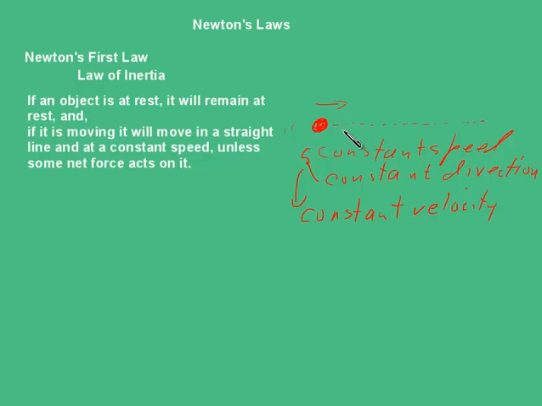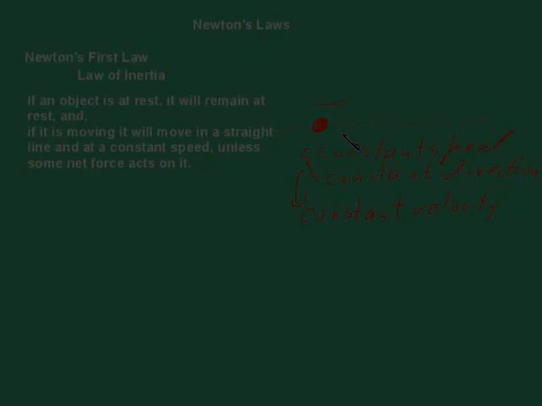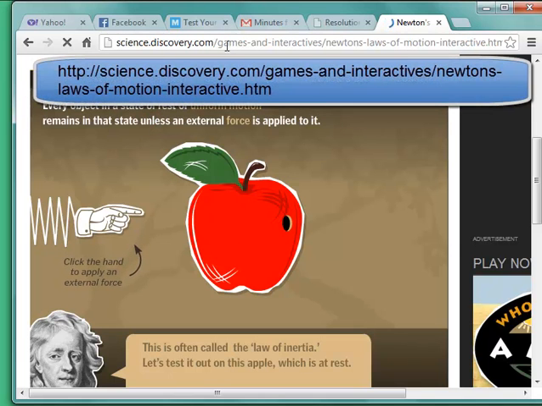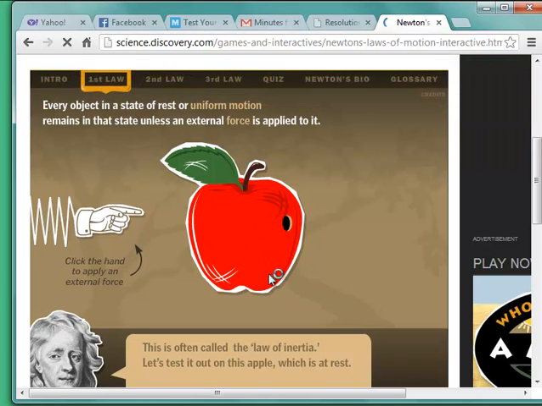So let's look at a little cartoon that can maybe make this a little bit clearer. Here we have a little applet, and this is the website, the URL. What we have here is an apple that is at rest, and it will remain at rest unless some force acts on it, compelling it to change its state of motion. So there's a background here, and it looks like a tree.